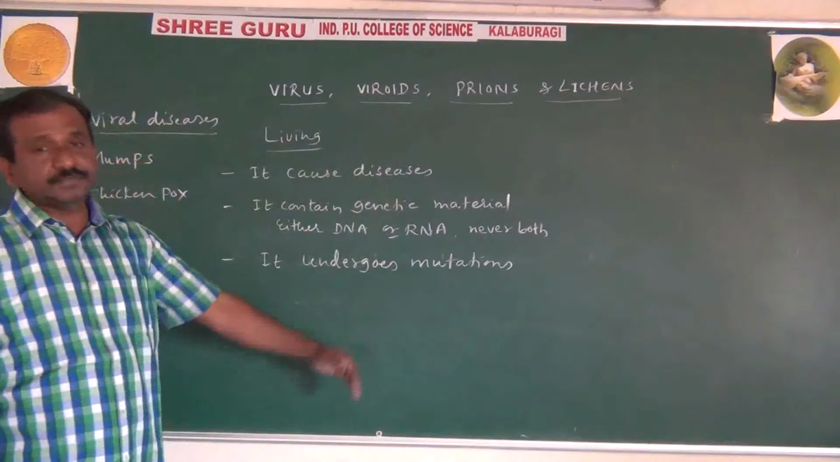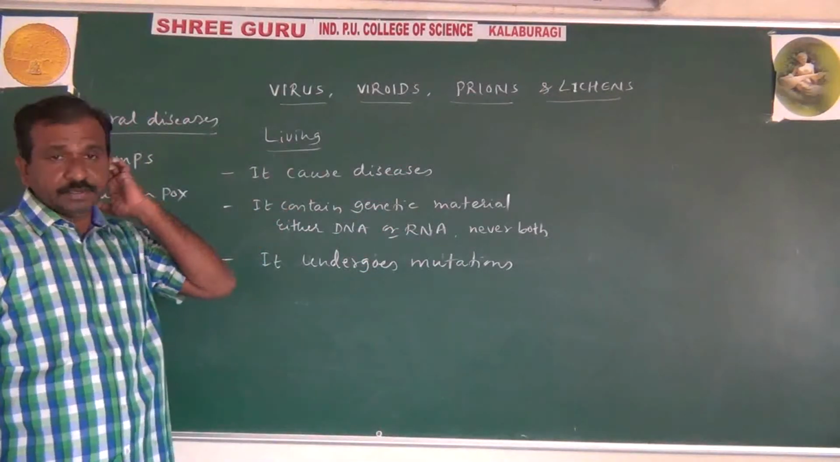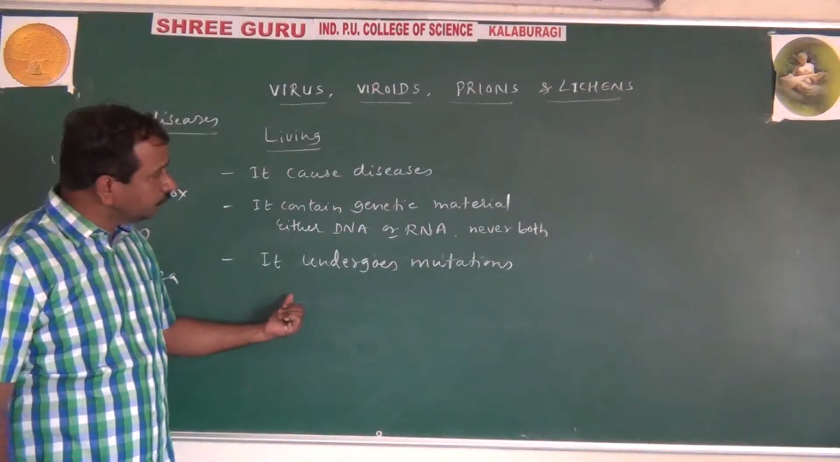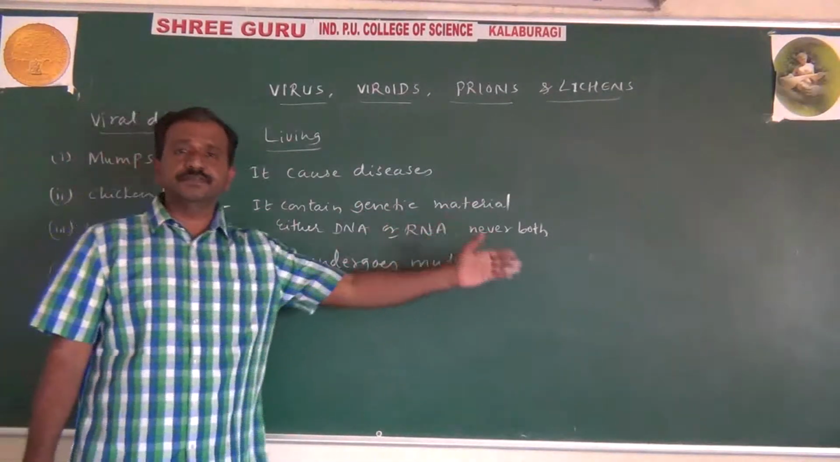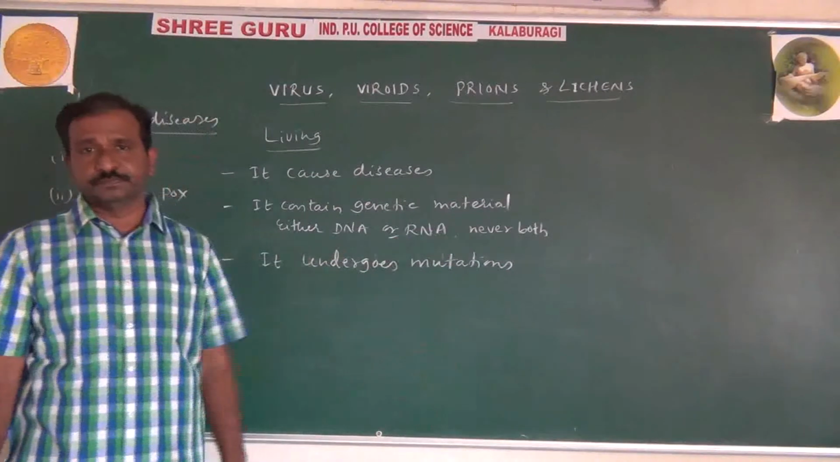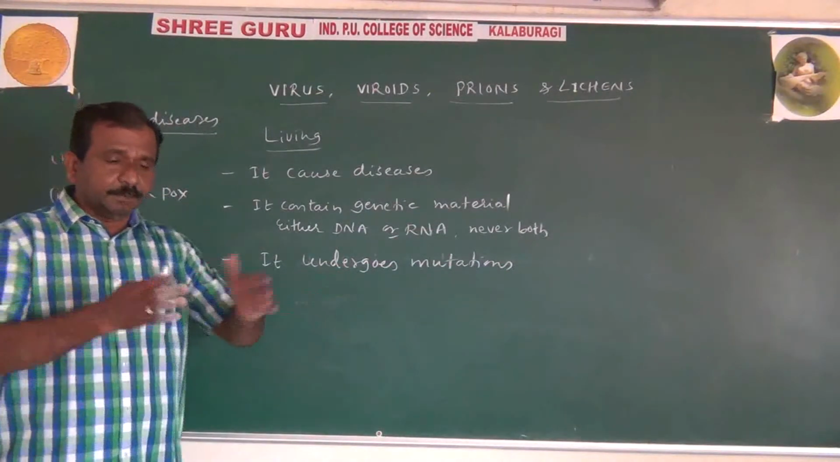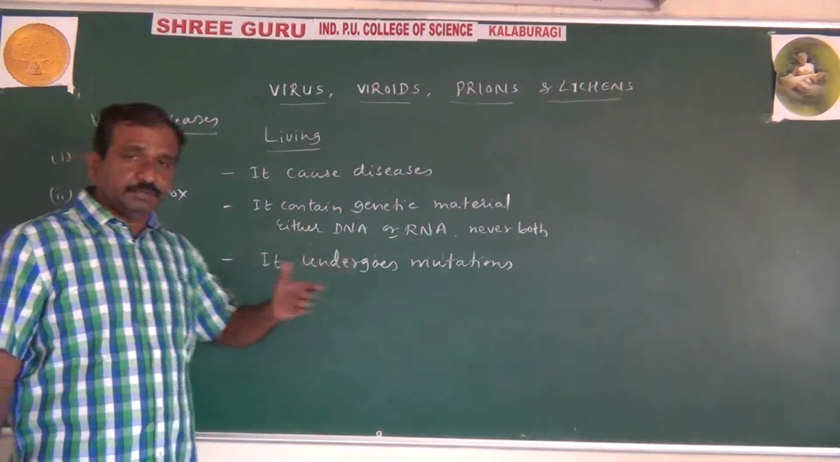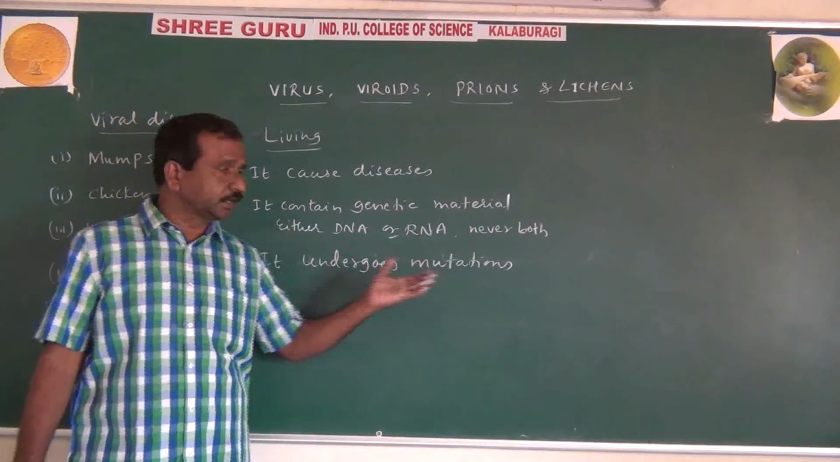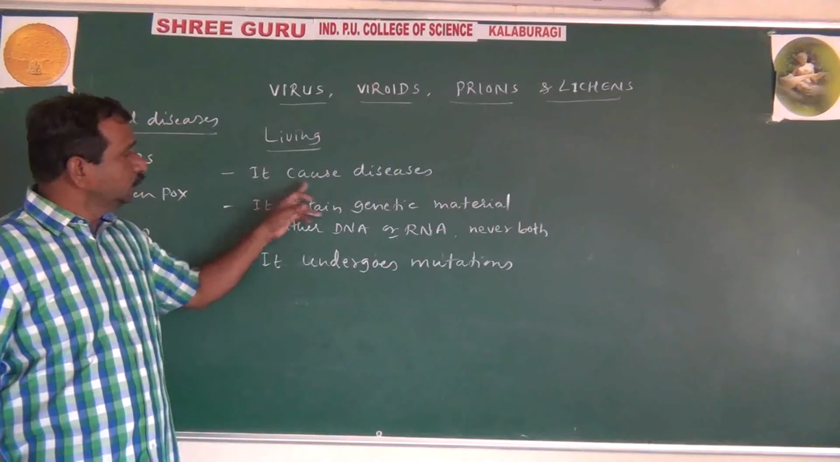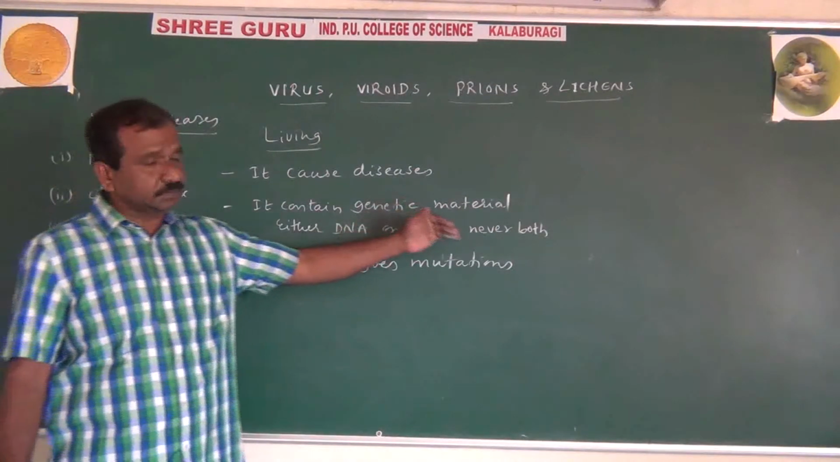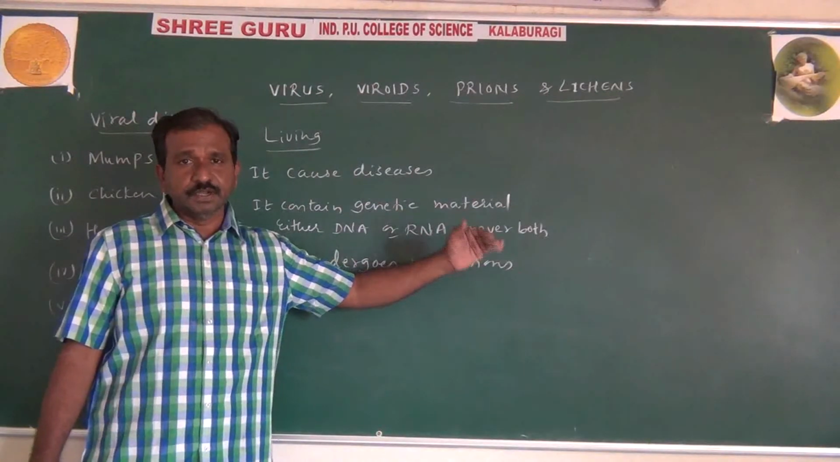So next, it undergoes mutations, right? By this we are observing that the viruses are living. Then how are we saying that viruses are non-living? Because they are acellular, with no growth. Replication may take place, that is, division occurs, and there is hereditary material. These are all the characteristic features of living and non-living things that we have observed.